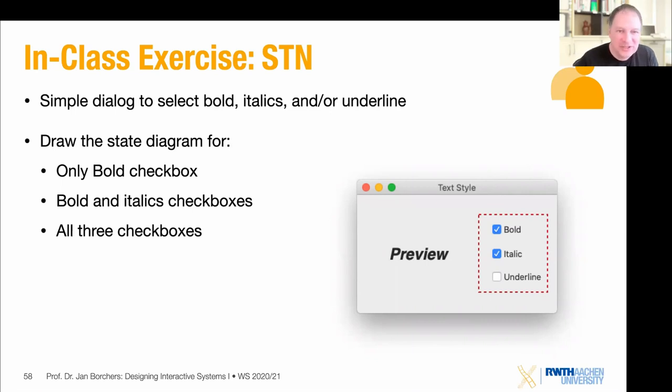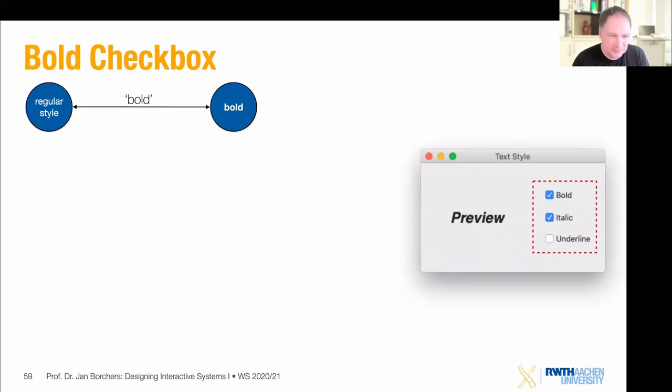All right, so you've had a chance to rack your brains about this one a little. The first one is pretty easy, right? You probably found something like this. Your system is in a state where bold is not checked, and if the user clicks on the bold button, it will toggle the thing on or off, and it will move into the bold state.